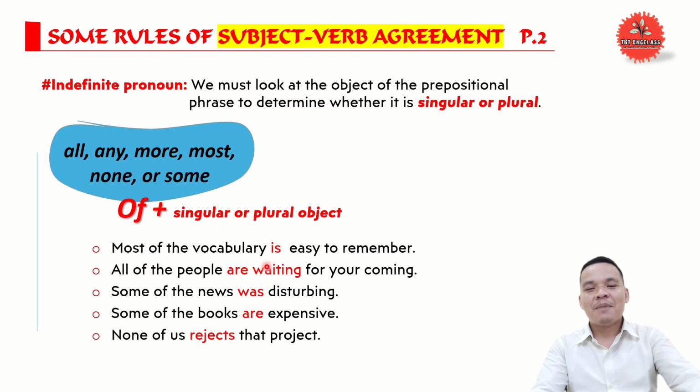Alright, so most of the vocabulary is, not are. No? All the people, you see, all the people are. Okay, like this one, all of the people are waiting. Yeah, this one we take plural.